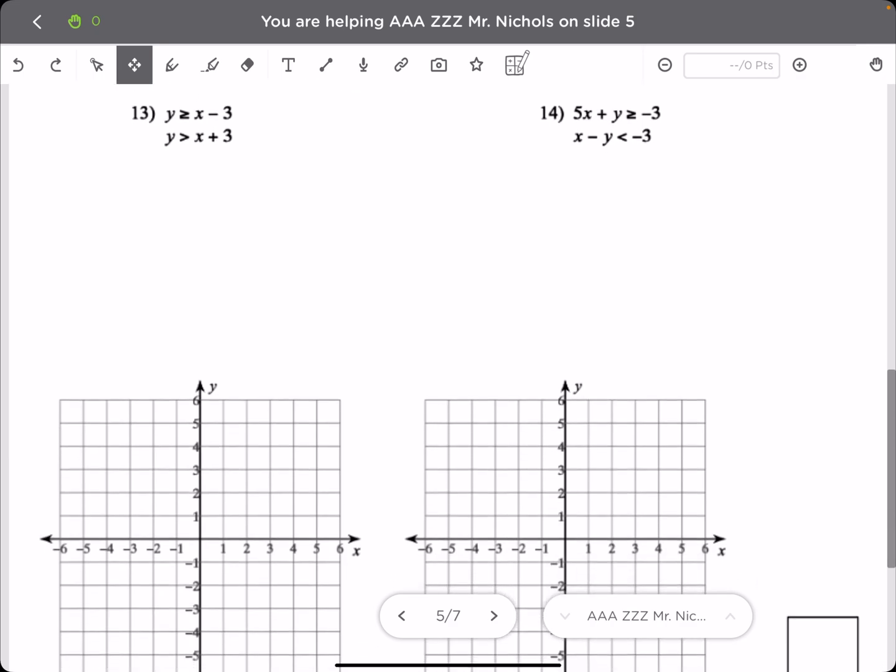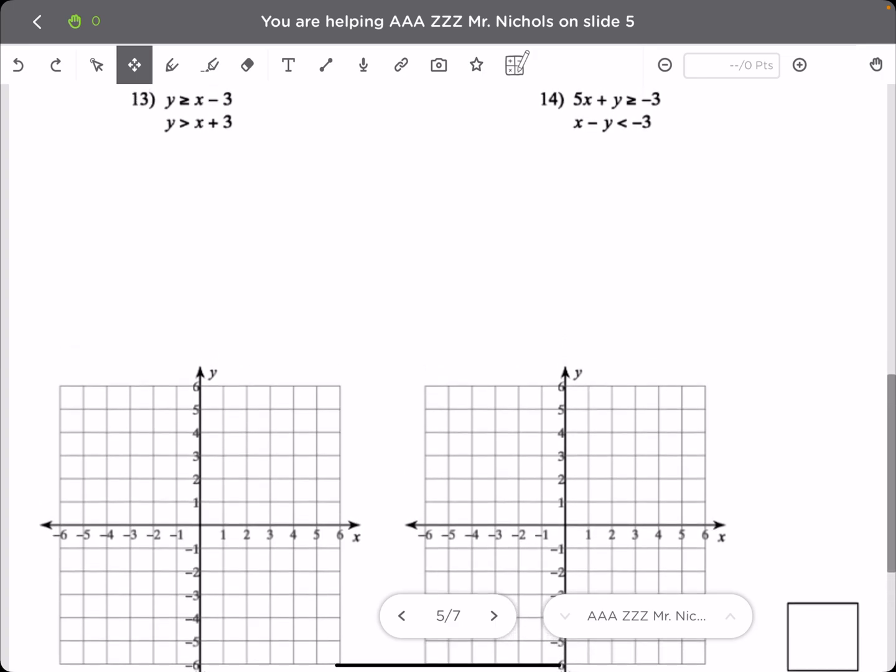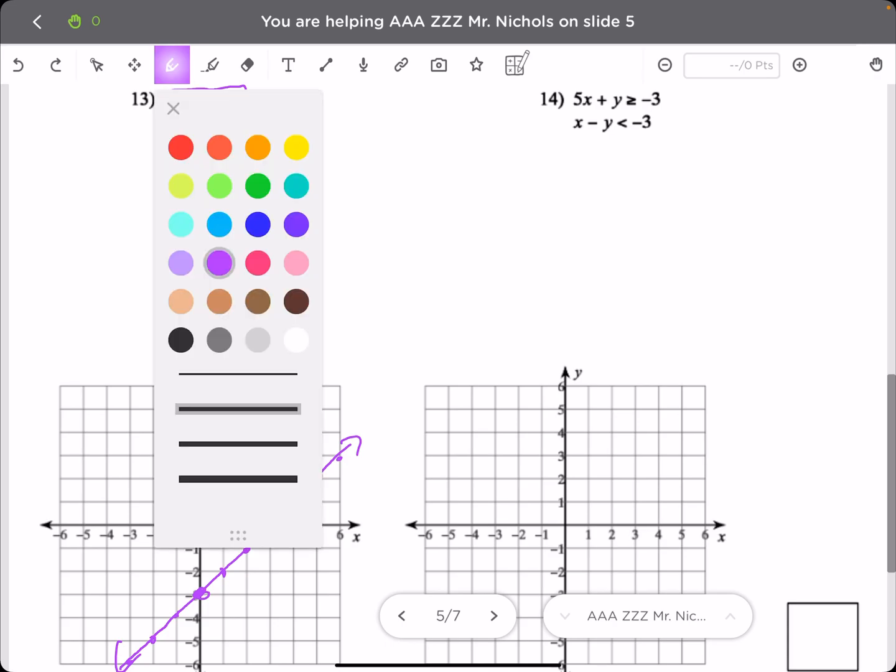All right, so graph each inequality. Now, the first one, we're already given the inequalities in slope-intercept form. So I'll start with this first one. So we start at minus 3, right? And remember that x is like a 1 over 1, like an invisible 1 over 1 in front of that x. So I would just count up 1, right 1, or down 1, left 1. Now it is greater than or equal to, so in this case I'm going to have a solid line, and I would shade above, but I'm going to wait to shade until I've graphed both lines.